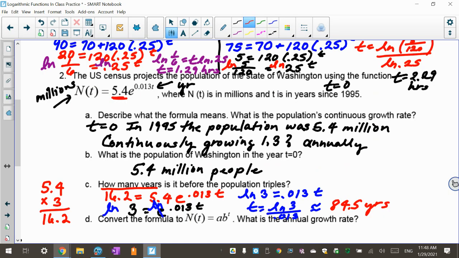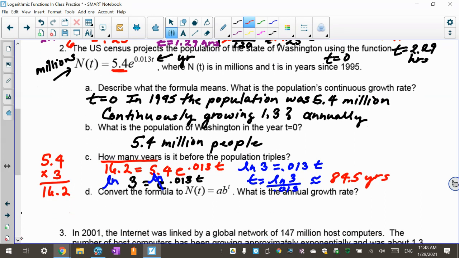Okay, so let's come back to our problem. Now it says convert the formula N of t equals a b to the t. So you basically want to know what your annual growth is. That's what you're doing. Now, I do know that if it's growing continuously, it's like compounded interest. My annual growth rate is going to be a bit higher. Now, because in this formula the rate is so low, not interest rate, but the rate is so low. So I have 5.4 e to the 0.013t.